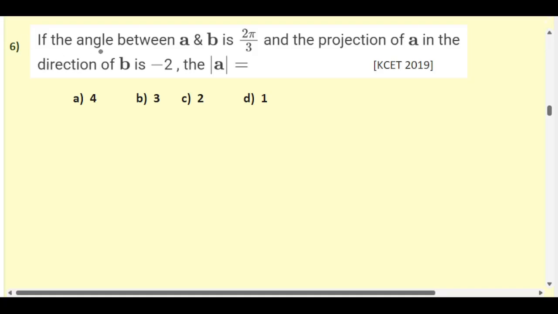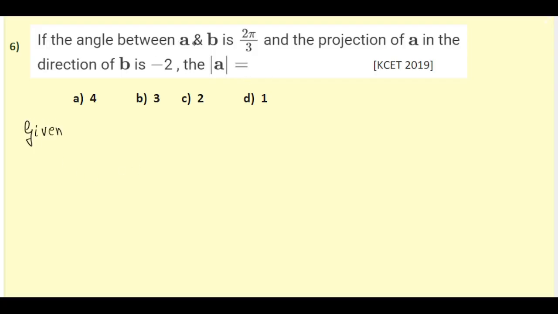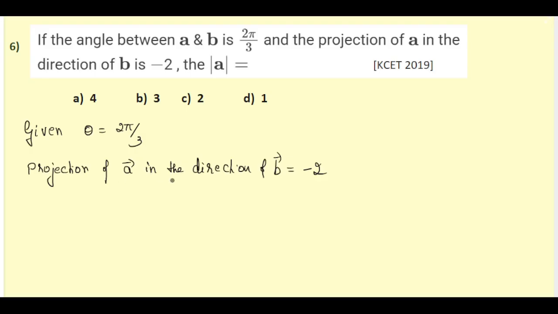Question number 6. If the angle between A and B is 2 pi by 3 and the projection of A in the direction of B is minus 2, then magnitude of A equal to. So what is given here? Angle between vector A and vector B is 2 pi by 3, that is theta equal to 2 pi by 3. Projection of A vector in the direction of B vector is -2.